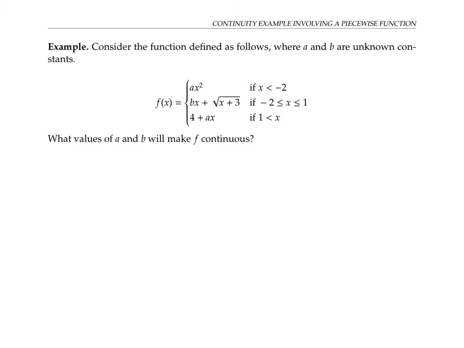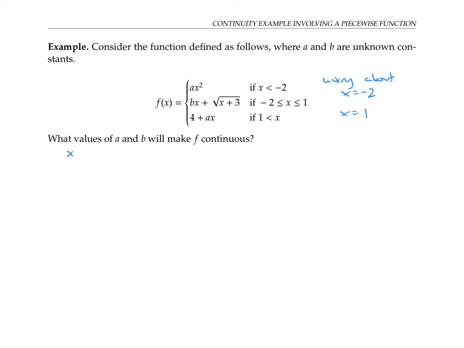The points we need to worry about are the places where the rule changes. So we need to worry about when x equals -2 and when x equals 1 because we have potential jump discontinuities there. We might also be a little bit concerned about this square root function and the x value of -3, since the square root function fails to be continuous when x is less than -3. However, that's not really a problem because this rule only applies when x is between -2 and 1.